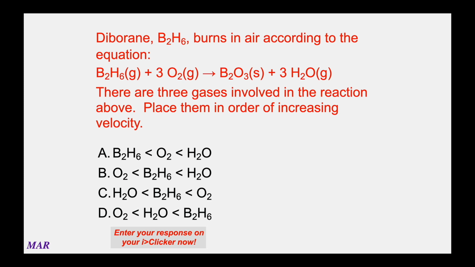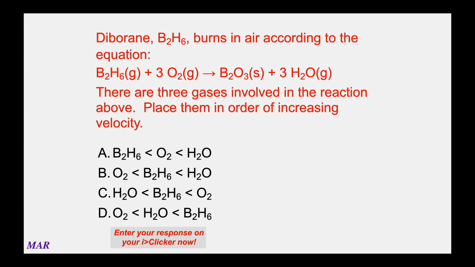B2H6 has 2 borons, which are about 11 grams per mole each. That's 22, plus another 6 or so for the hydrogen. B2H6 is going to be about 28 grams per mole, and that falls in the middle of water and oxygen.